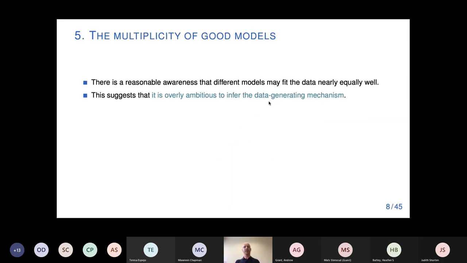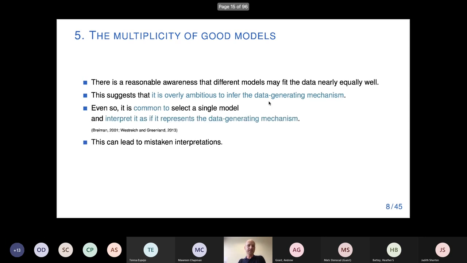The final point I want to make about standard statistical modeling is what Breiman called the multiplicity of good models. We have a reasonable awareness that different models may fit the data nearly equally well in practice, that if we use different strategies for building a model, different strategies may lead to different models, but they may all be fitting the data almost equally well. And that in itself suggests that inferring the actual data generating mechanism is a very ambitious, an overly ambitious undertaking. Despite this, in practice, it's very common that we end up selecting a single model and then interpret it as if it were representing the true data generating mechanism. And that can obviously lead to mistaken interpretations.